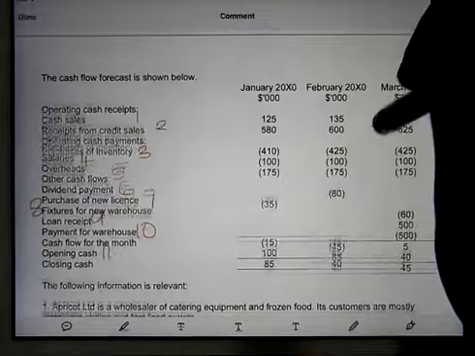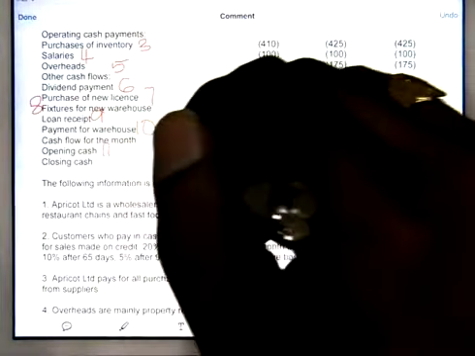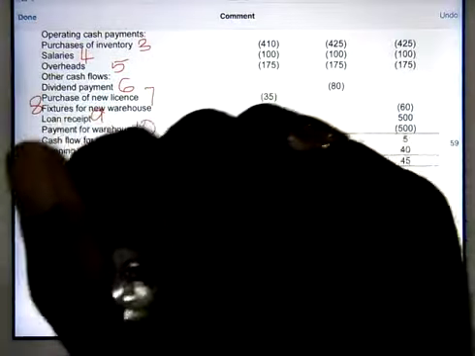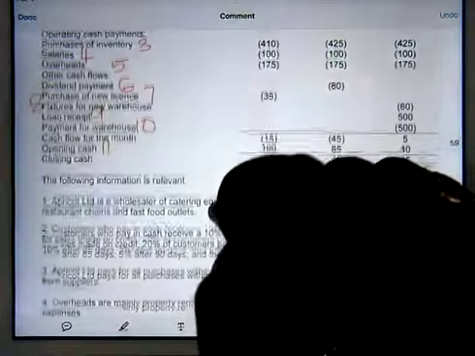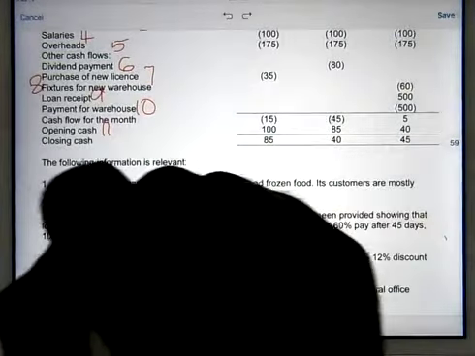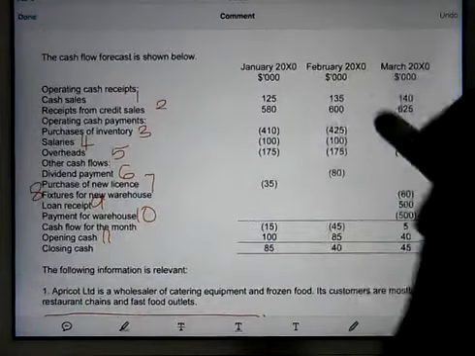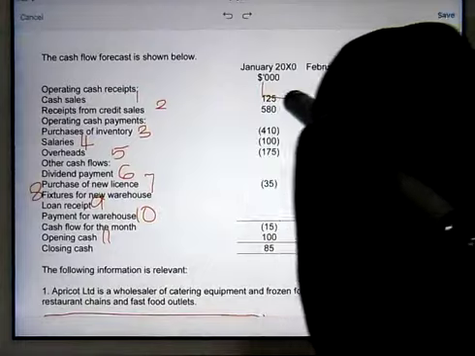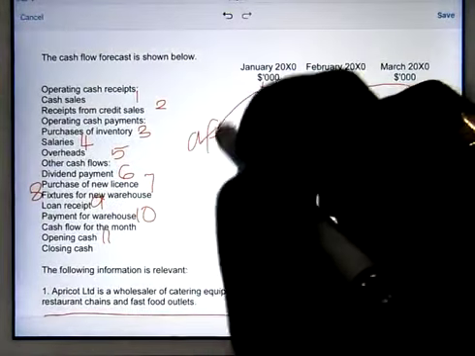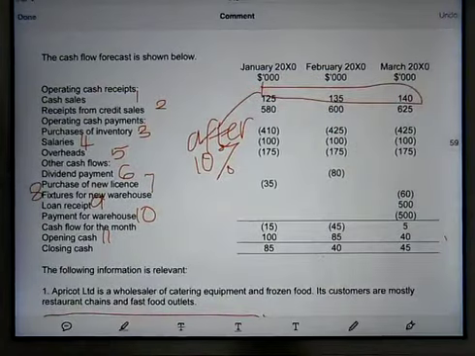Okay, now, and you got some numbers here. Apricot is a wholesaler of catering equipment and frozen food. Its customers are mostly restaurants, chains, and fast food outlets. Customers who pay in cash receive a 10% discount. That means you need to make sure that this number here is after 10%. Are you clear now?